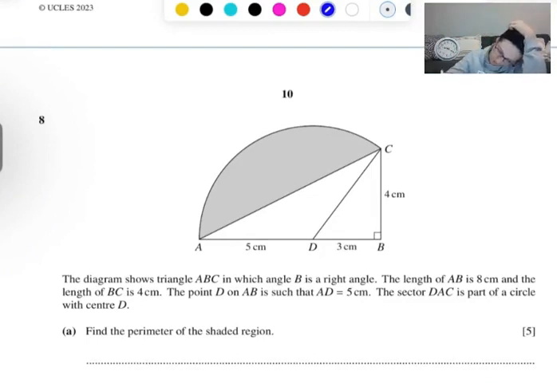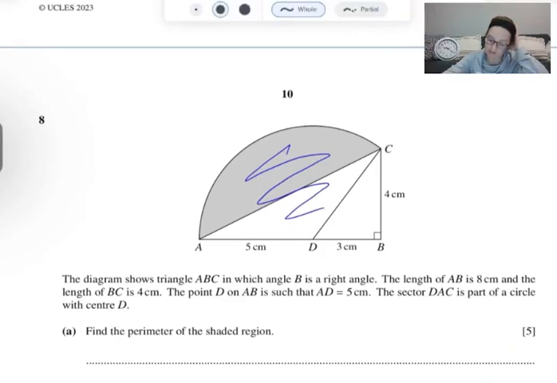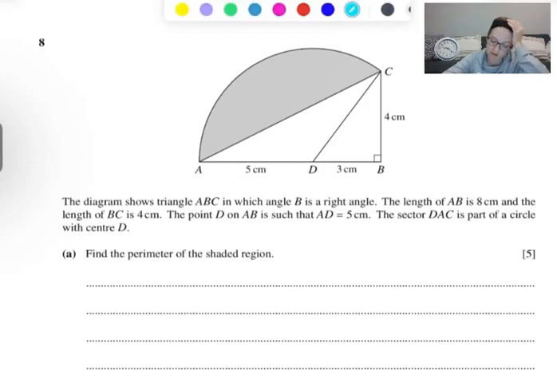In the diagram, the triangle ABC. The diagram shows triangle ABC. B is a right angle. The length of AB is 8, and the length of BC is 4. Point D on AB is such that that's 5, okay? The sector DAC, so that full sector, is part of a circle with center D. Okay, that's nice to know. Find the perimeter of the shaded region. Okay, so we want to know that plus that.